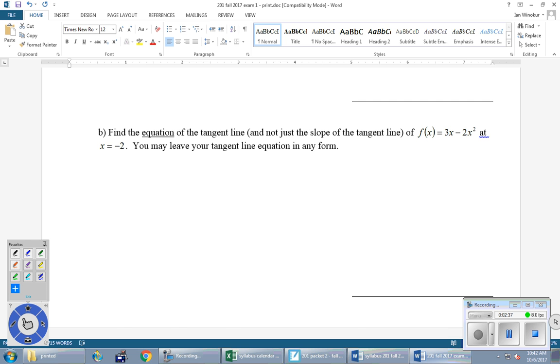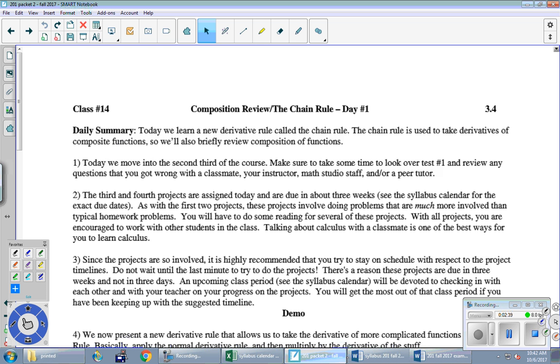Okay, other thing I wanted to say before we jump in here on page 11. Again on the test, there was question number 4, which said find the derivative, and it was a quotient rule. You guys remember that one, right? And it said do not simplify.